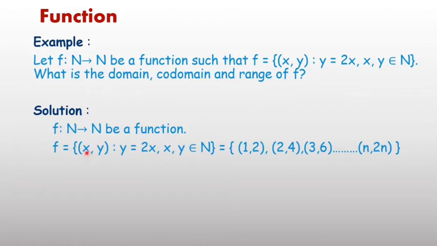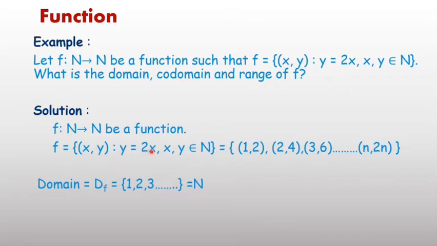Collection of first component, or possible values of x, is known as domain. So domain equals all natural numbers. Now range. Range means values of y for different values of x.